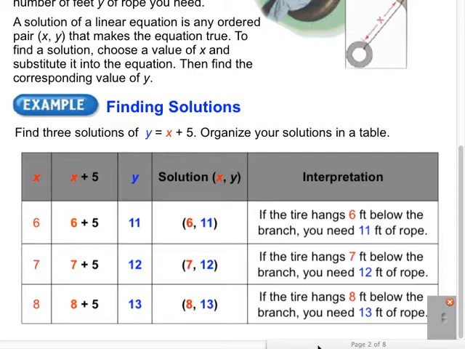Now, how about this? What if I gave you, can you guys tell me, is this a solution? No. Why wouldn't it be a solution? If I replace 9 for x, what am I supposed to get back for y? 14. 14, but I have 9 comma 16. So guess what? This is not a solution.